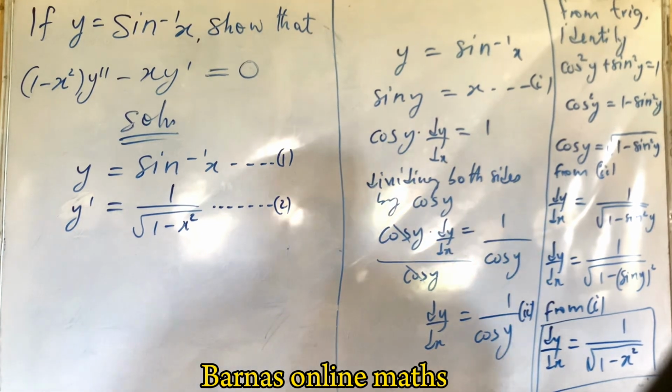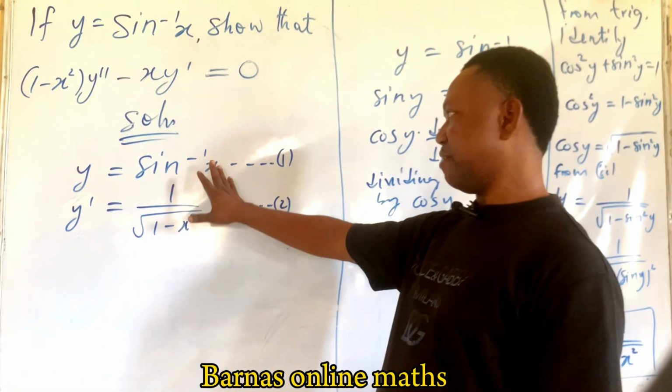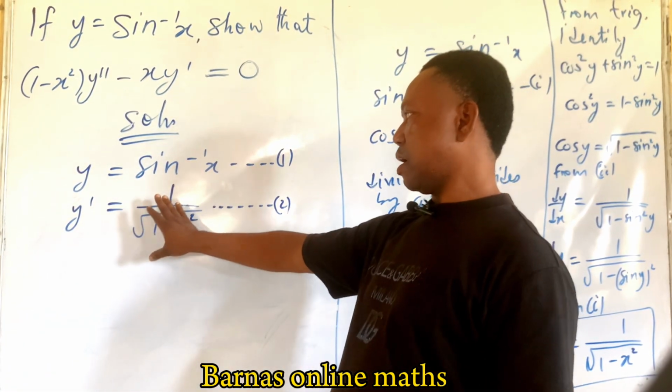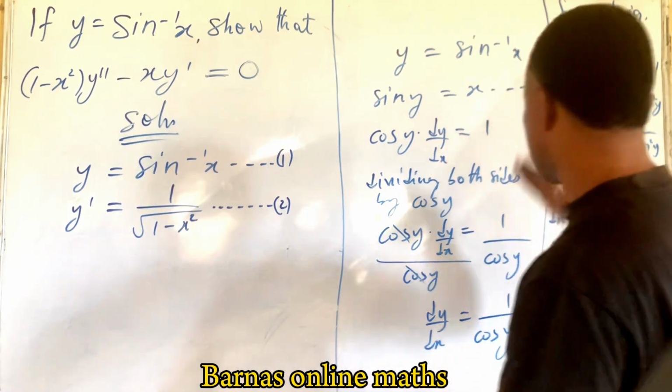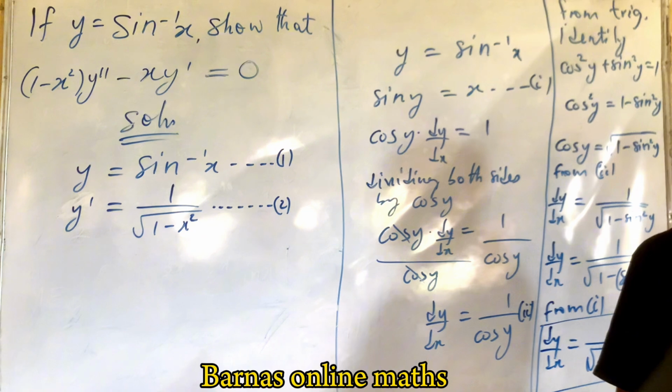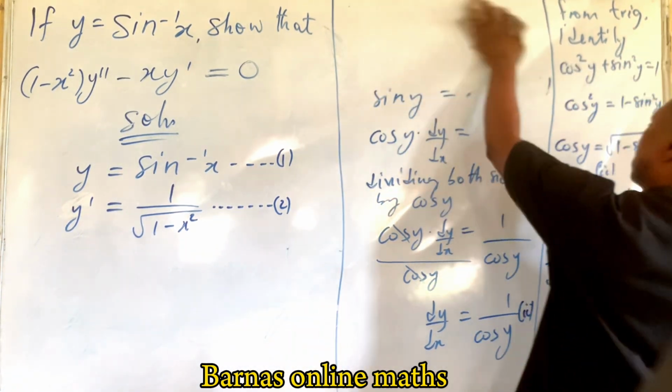Okay, so the derivative of sine inverse of x happened to be 1 all upon square root of 1 minus x squared, which we just proved. Remember, this is our rough work.